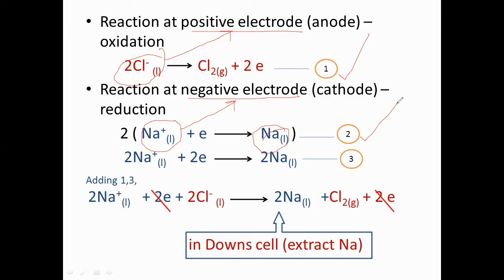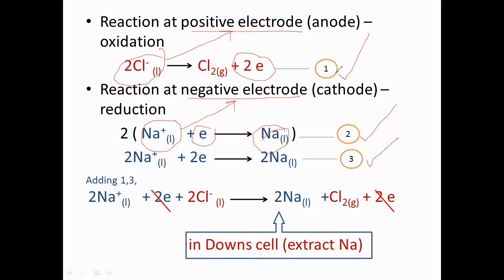By adding the first and second half ionic reactions, you can get the full ionic reaction. But before that, you have to check the electron number. In the first reaction there are 2 electrons, and in the second reaction there is 1 electron. So they are not equal, and you have to equalize the electron numbers. So you multiply the second reaction by 2 and you get the third half ionic reaction.